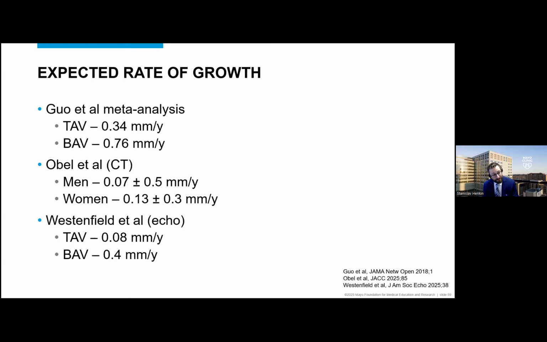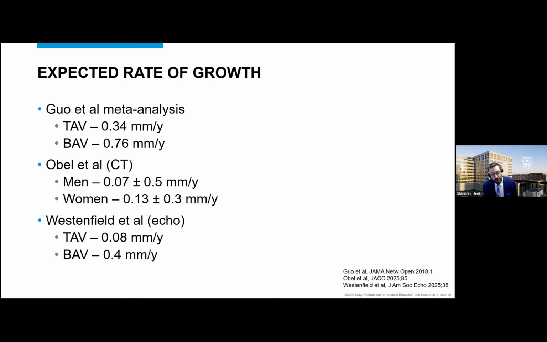When you look at CT, it's even less. In men, it's 0.07 millimeters per year, but this is the important critical aspect here. Growth tends to be higher in women. It tends to be 0.1 millimeters per year. But still, it will take you multiple years to even grow 1 millimeter. So for bicuspid, it will take you a couple of years to grow 1 millimeter. For tricuspid, it takes 3 to 5 years.